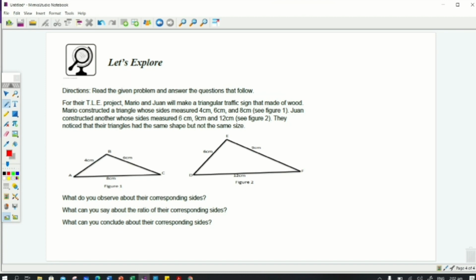Okay, before we start, let's first try to analyze this problem, and then we're going to answer the questions that follow. So here it goes.